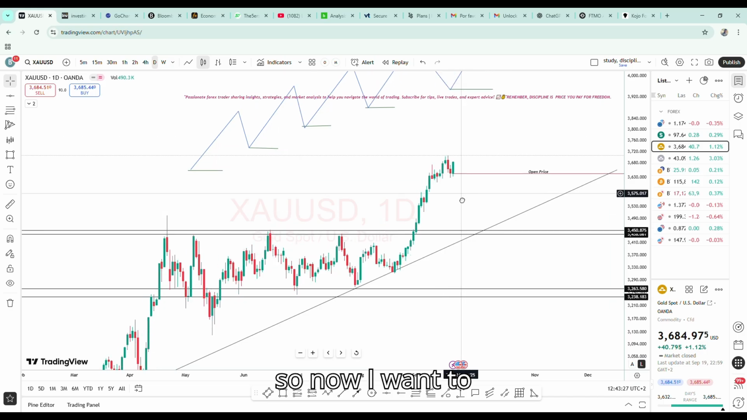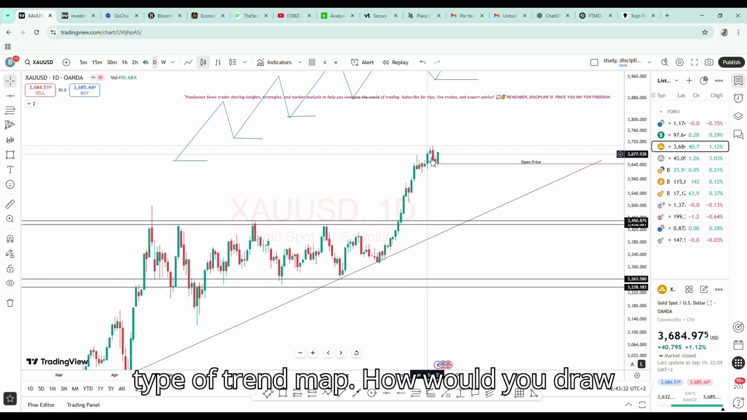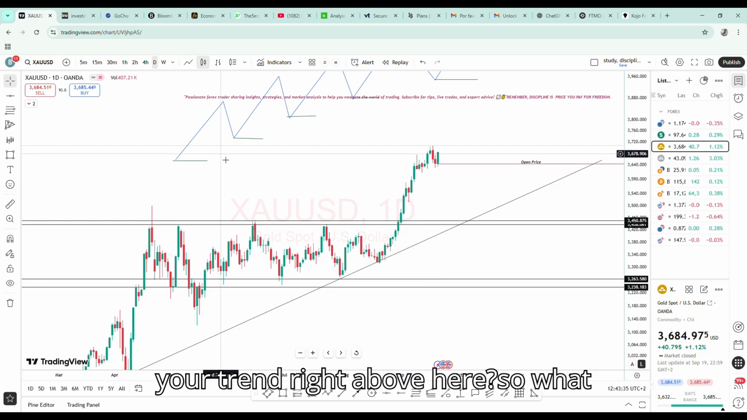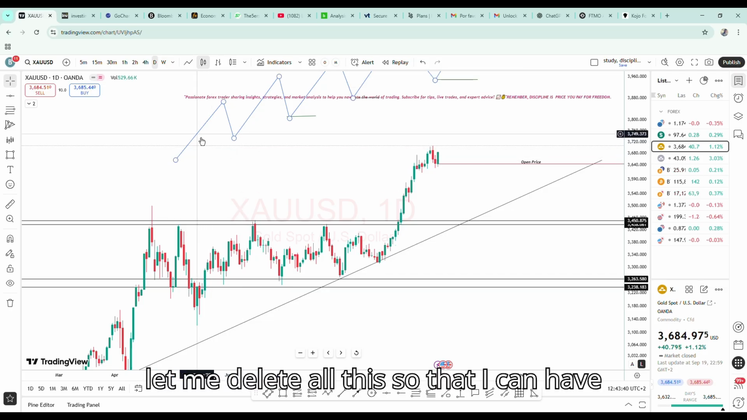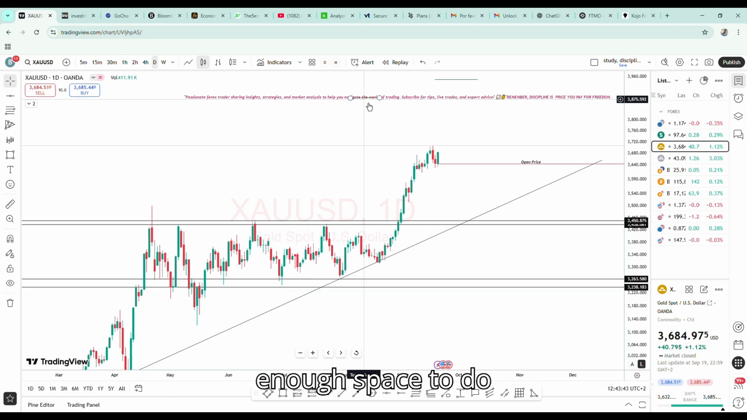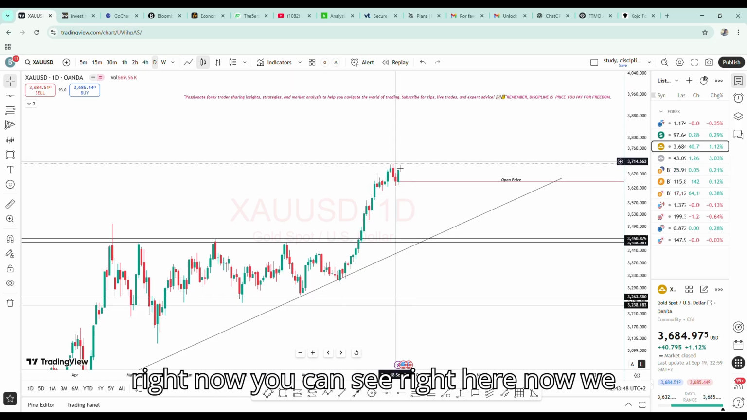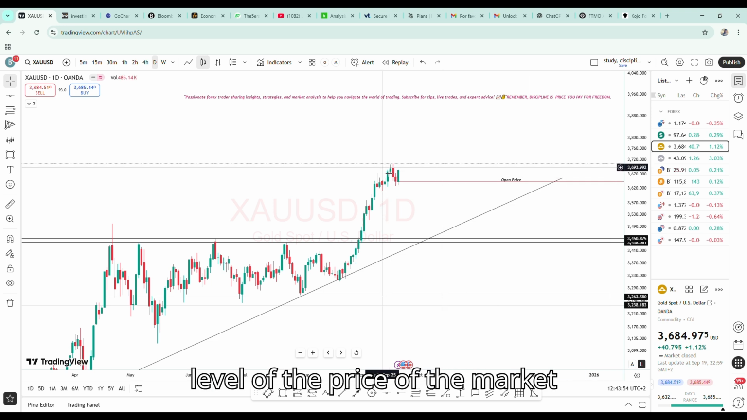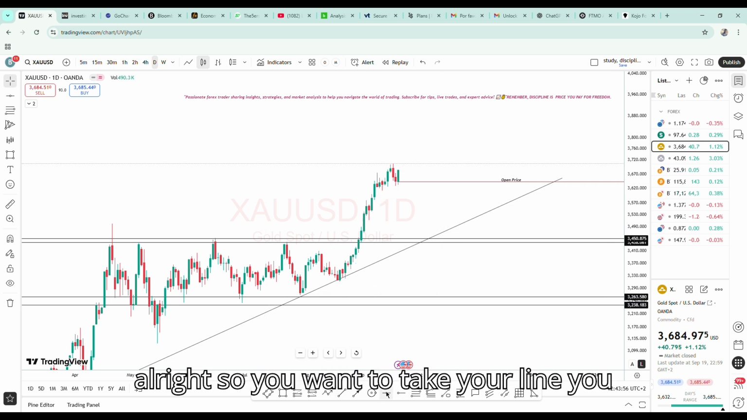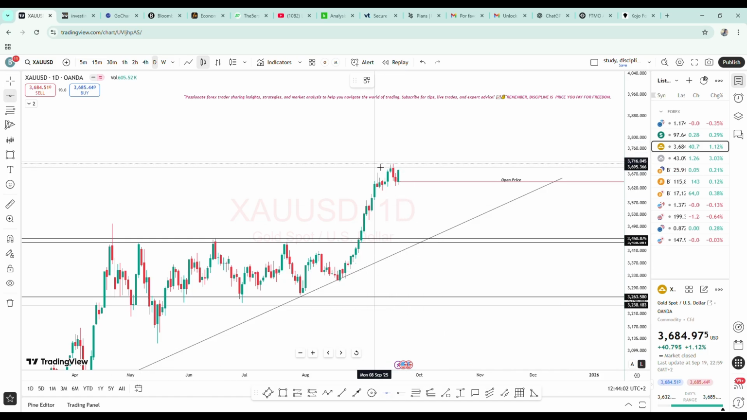Alright, now you may be asking, on this type of trend, how will you draw your levels right above here? So what do you want to do? Let us delete this also. Let me delete all this so that I can have enough space to do exactly what we have to do. Right, now you can see right here the market rejecting at this price level. So you want to take your line and draw the same thing. I draw it and take it to the high.